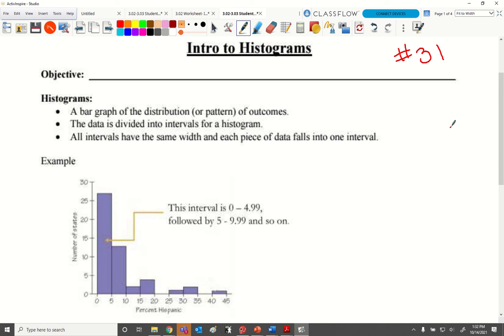So followed by 5.99 and so on. So this is 5 to 9.99. And so anything in this category between 5 and 10 would get added over here. So how about this one right here? Between 20 and 25, what percentage is Hispanic? 0. There we go. 0% right there. So up there, percent Hispanic, we have 0 of them. Does that make sense or no? Sense or nonsense?